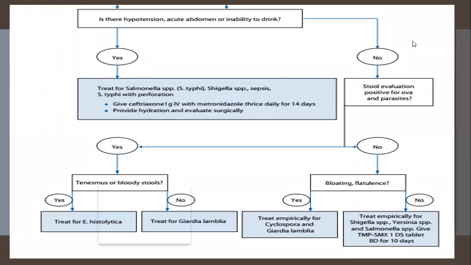Suppose the patient is not that sick, try to send for stool culture and stool ova and parasites for 3 samples. If you are able to isolate the organism, treat accordingly. Giardiasis, treat with albendazole. Entamoeba histolytica, treat with albendazole.